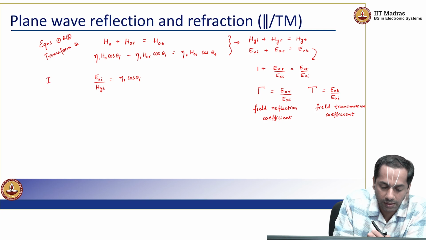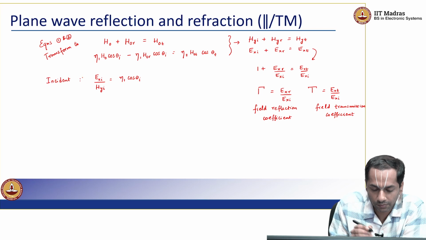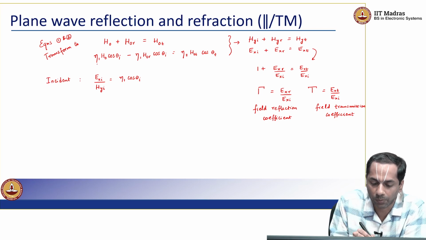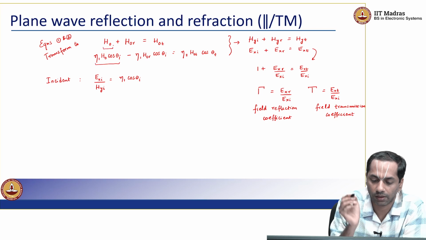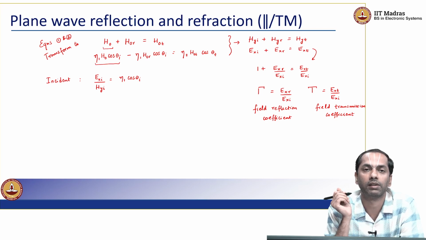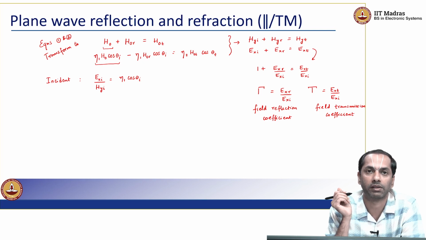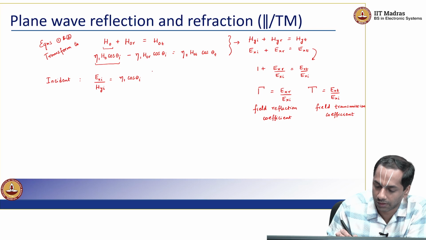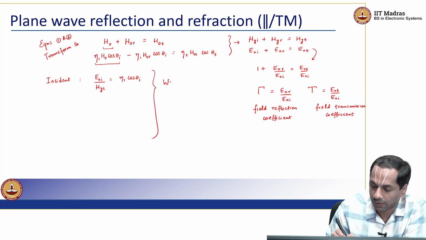Okay, this is for the incident. It is simply taking this quantity and dividing by this quantity. If I look at the component of the electric field along the boundary and divide by the magnetic field intensity, Ex by Hy, it gives me a certain wave impedance. So we will call this the wave impedance in the z direction.